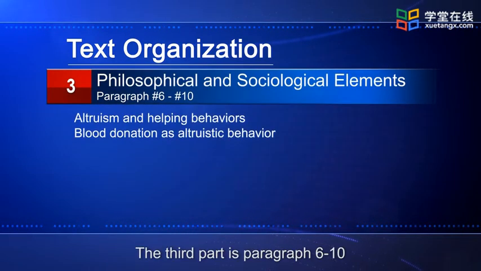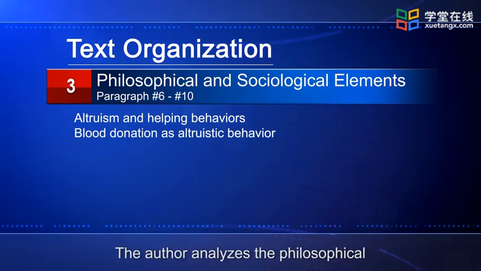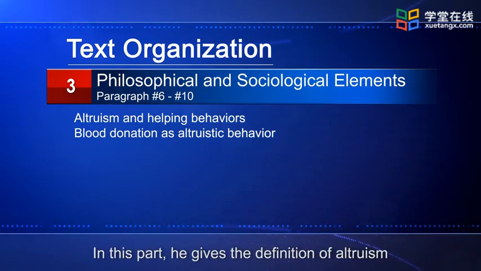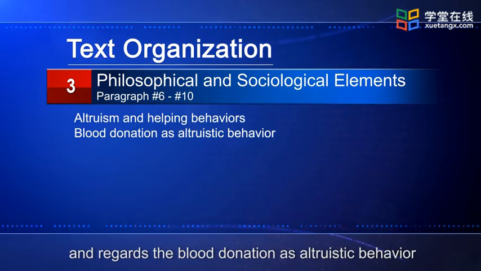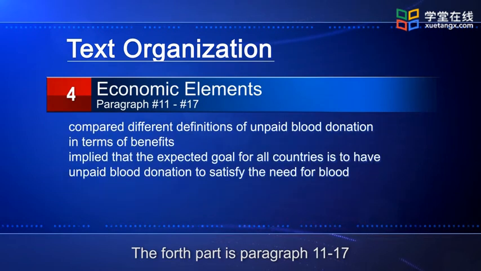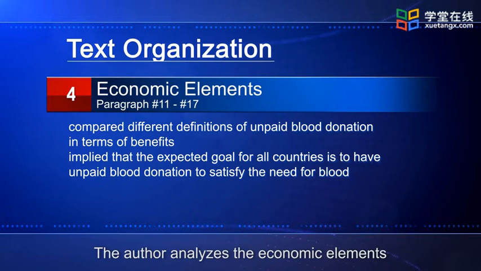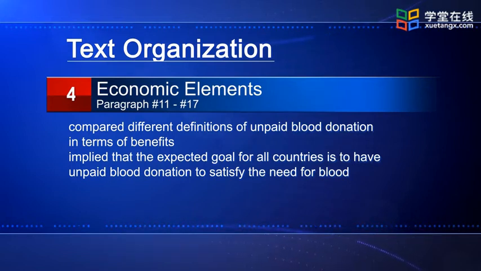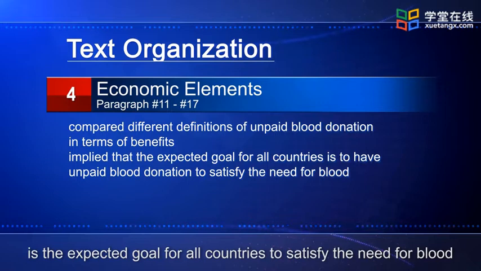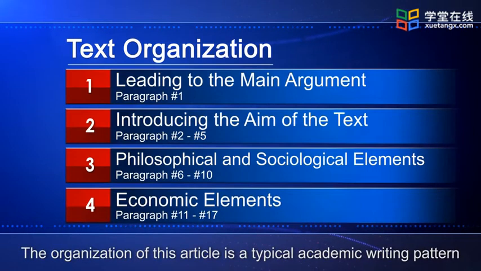The third part is paragraph 6 to 10. The author analyzed the philosophical and sociological elements. In this part, he gives the definition of altruism and regards blood donation as altruistic behavior. The fourth part is paragraph 11 to 17. The author analyzes the economic elements. In this part, he compares different definitions of unpaid blood donation in terms of the benefits. The author also implies that unpaid blood donation is the expected goal for all countries to satisfy the needs of blood. The organization of this article is a typical academic writing pattern.